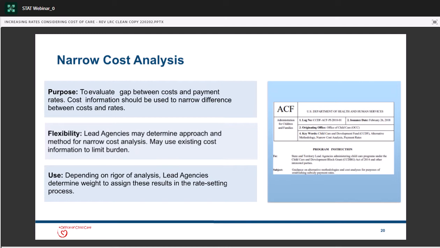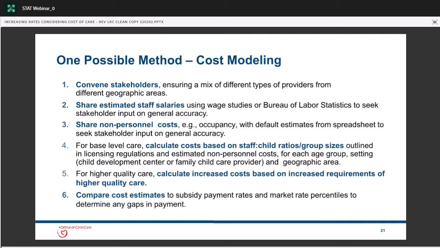Lead agencies aren't required, at least yet, to set rates based solely on cost of care, but you can't ignore cost information either. You have to set your rates informed by that information. Next slide, please.